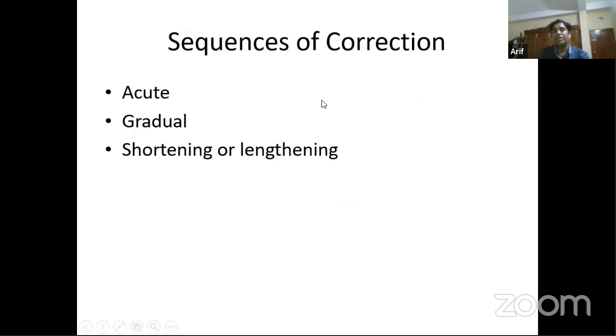And now, what is the sequence of correction? In deformity, sometimes we correct acutely, sometimes gradually, and sometimes there is an issue of shortening and lengthening. An Ilizarov surgeon or limb reconstruction surgeon must know what the safe limit is for doing this.